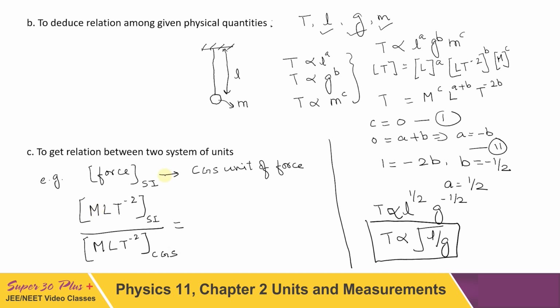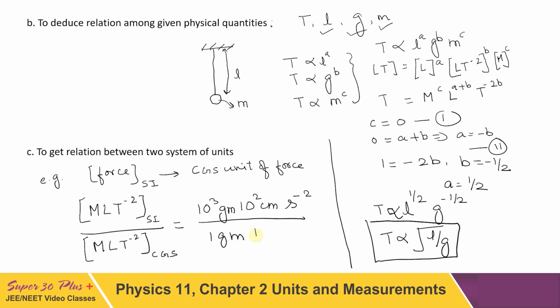What is unit of mass in SI system? That is 1 kilogram. If we write in terms of gram, that will be 1000 gram, 10 to the power 3 gram. Next is length. What is length? It is 1 meter in SI. So if written in CGS, that would be 10 to the power 2 centimeter. Next is second. So s minus 2. In the numerator, I have written SI unit of force. Now in denominator, it is the CGS unit. What is unit of mass in CGS? That is 1 gram.